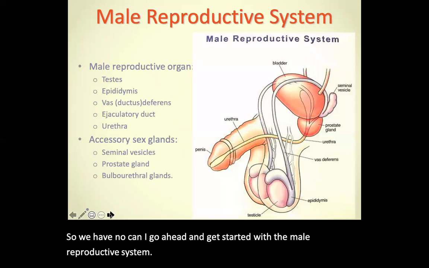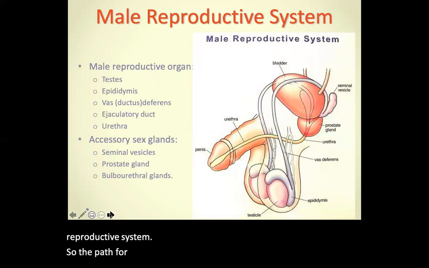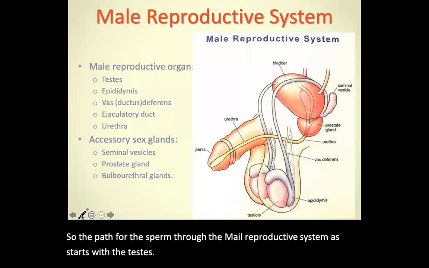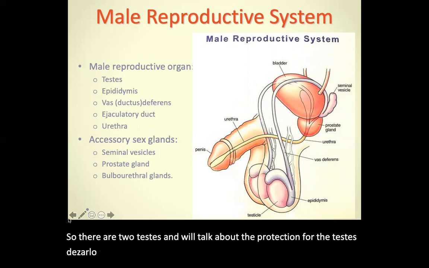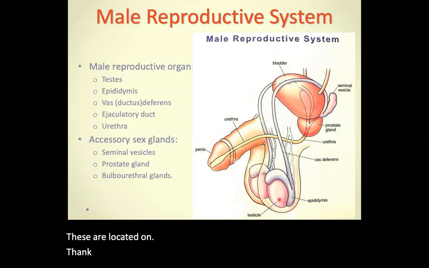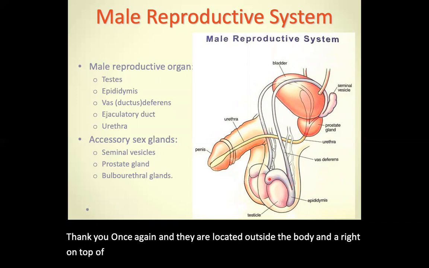So the path for the sperm through the male reproductive system starts with the testes. There are two testes, and we'll talk about the protection for the testes. They are located outside the body. And right on top of the testes, you have this comma-shaped structure called the epididymis.